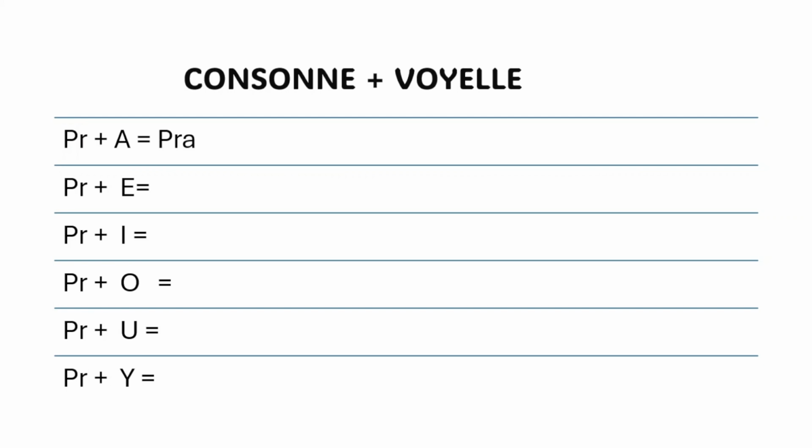This one, prêt. Like préparer. So you know when we put a p plus a, it's going to give us pa. Préparer, préparer. So here when we put together, it's going to be like prie, prie. For example, prier, prise.